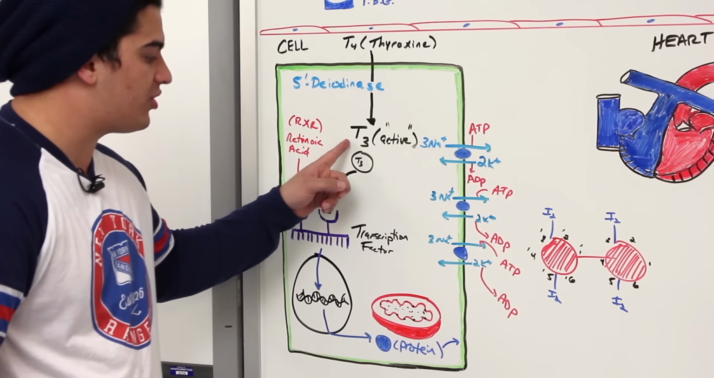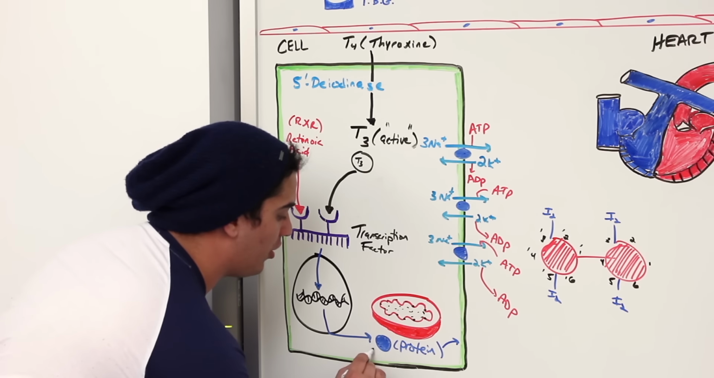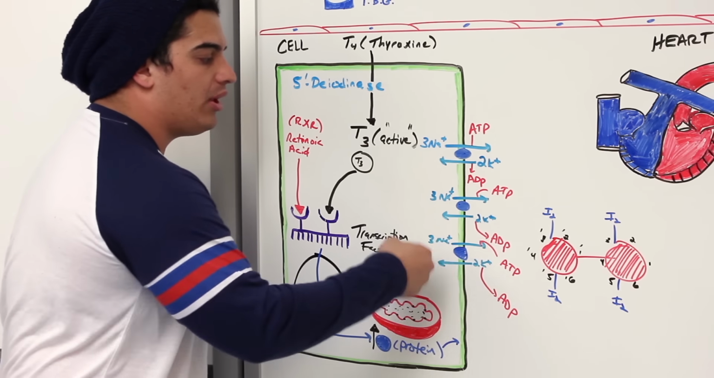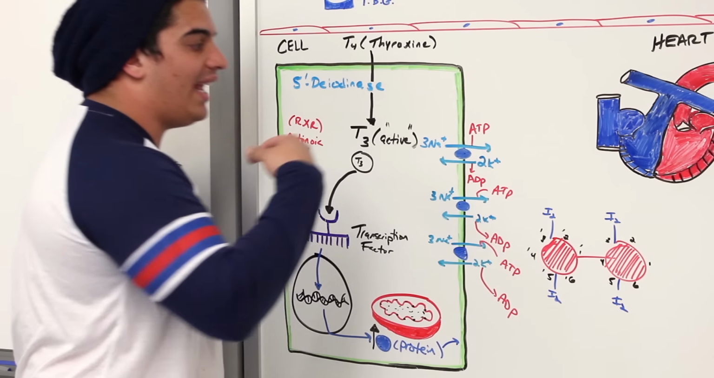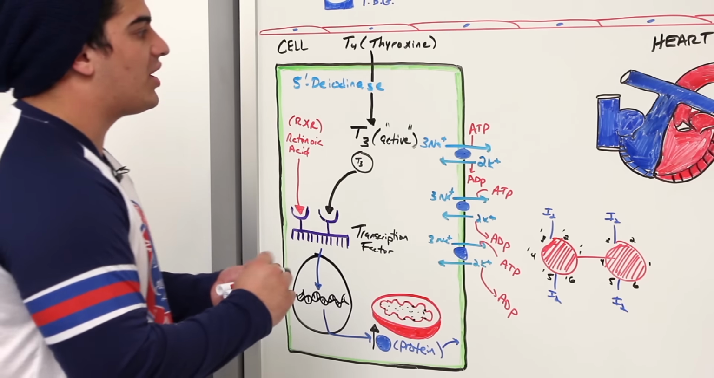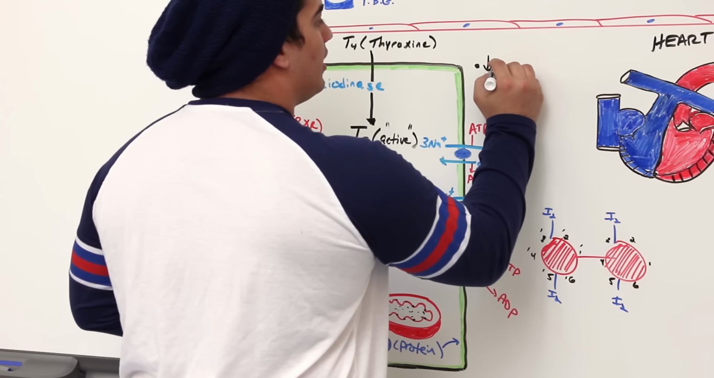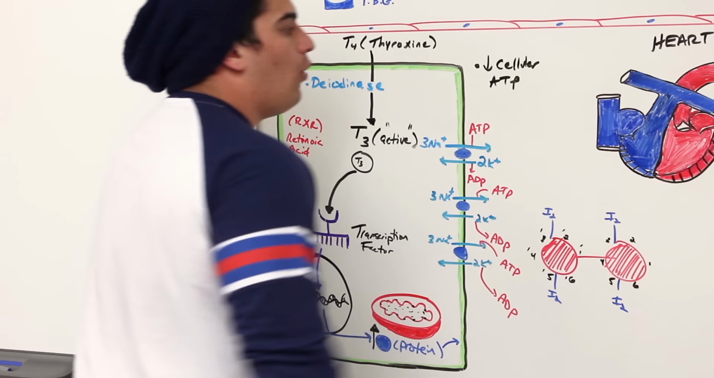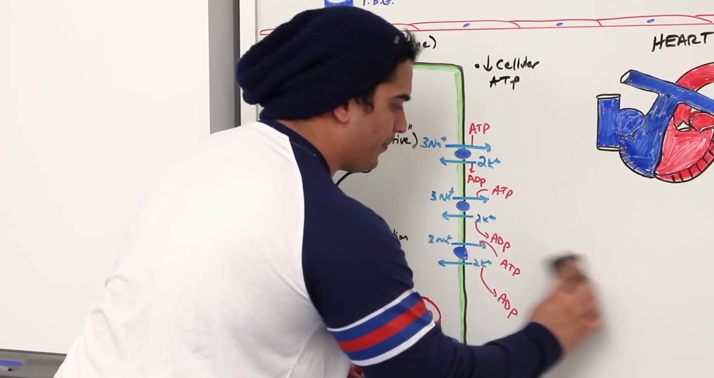Guess what thyroid hormone's doing? It's increasing the expression of these proteins on our body cells. If we make more of these proteins, we have more sodium-potassium pumps. If we have more sodium-potassium pumps, we start burning the ATP. So as a result, what's going to happen to the ATP levels? You're going to have a decrease in cellular ATP. Now, since we already know this, I'm going to erase this, guys.